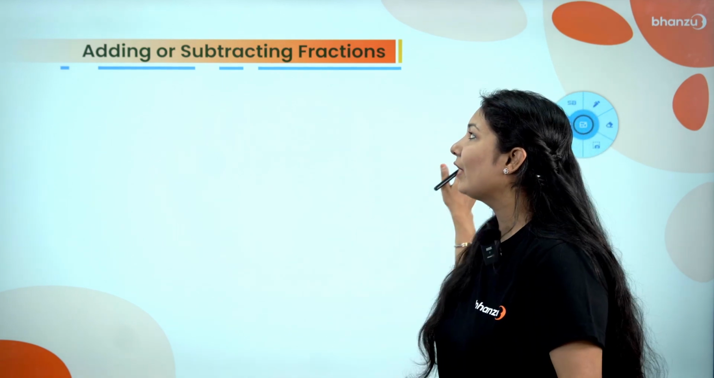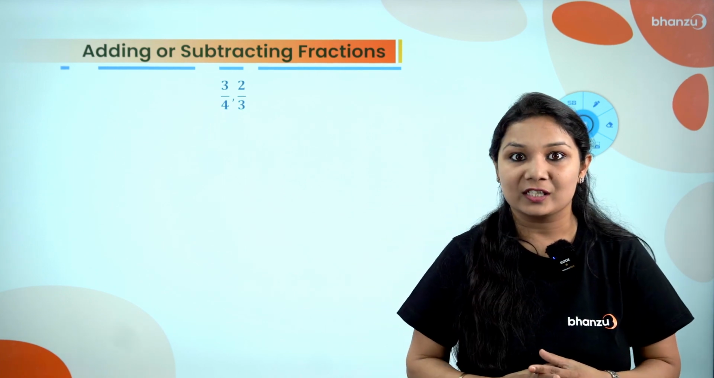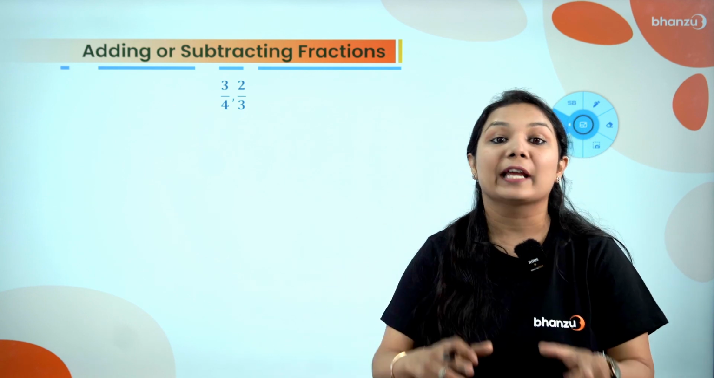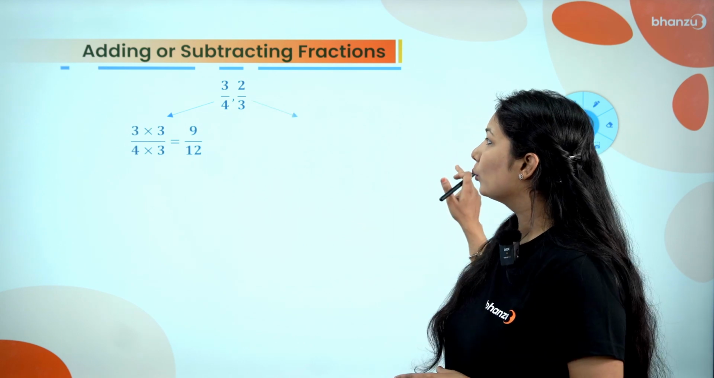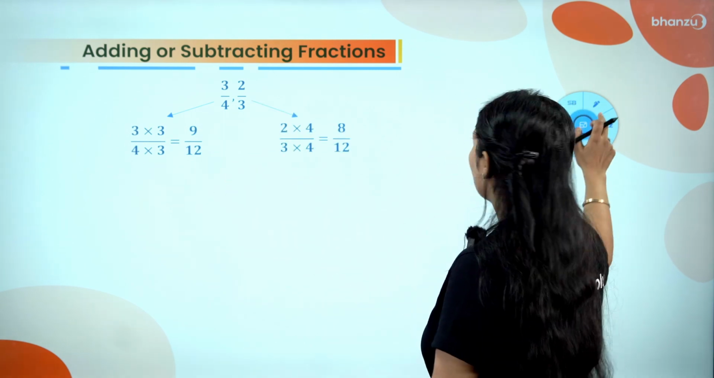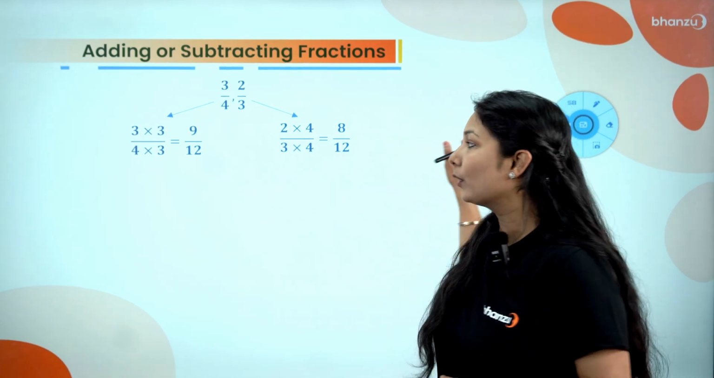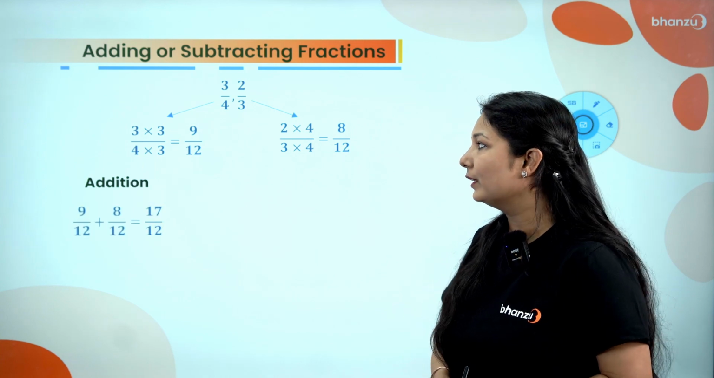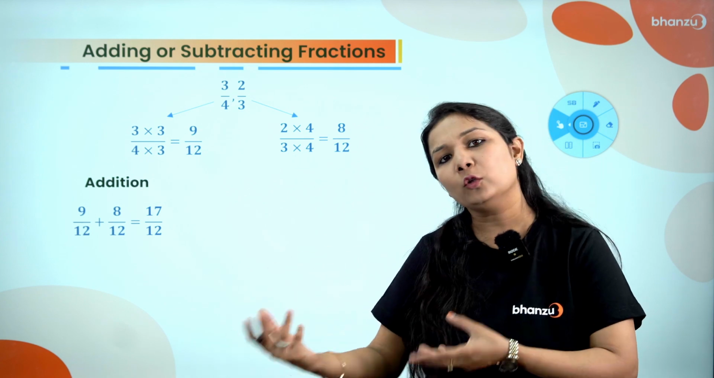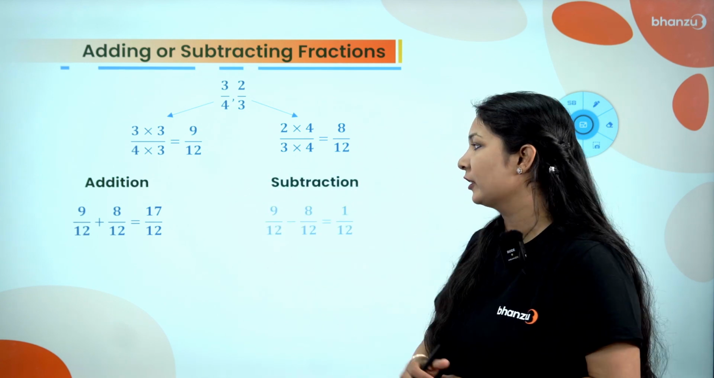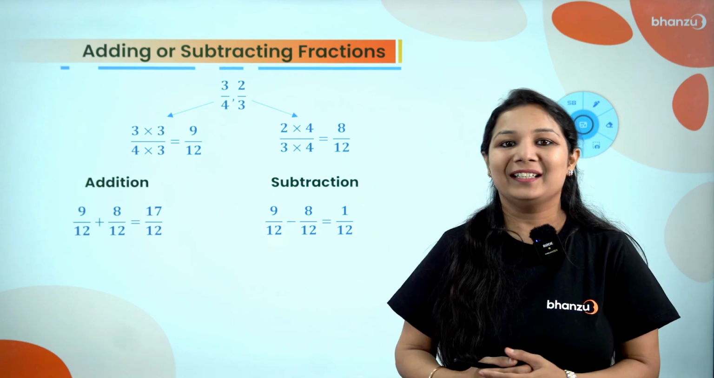Let's see now if we have unlike fractions. Now what did we learn just now? If they are unlike fractions, you should convert them to like fractions first. How? By taking out their LCM. So we get 12 as the LCM, right? So it's 9 upon 12 and 8 upon 12. Now how do we add them? We will add them by taking the denominator common and adding the numerators. Same way for subtraction. Denominator is common and 9 minus 8 is 1.